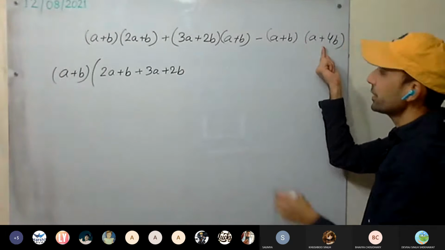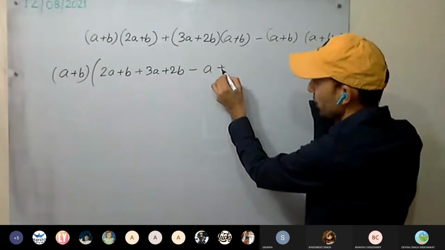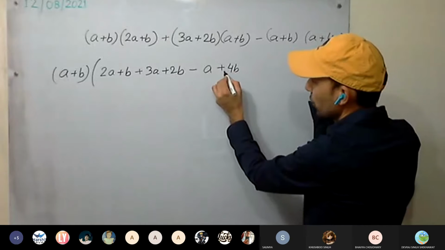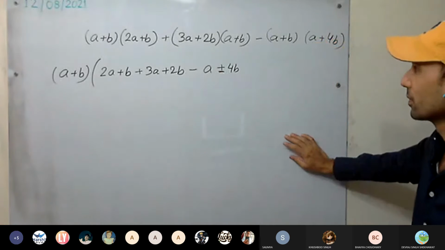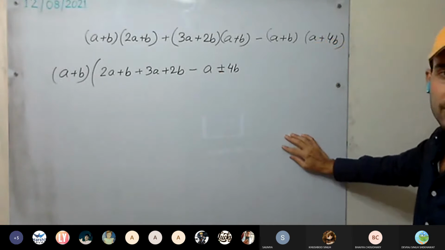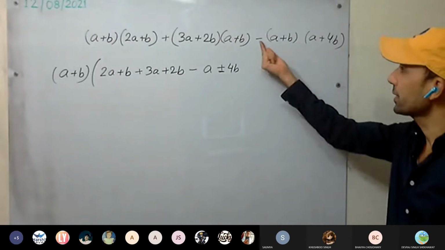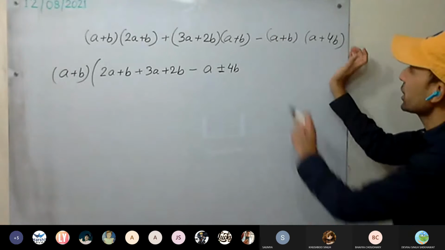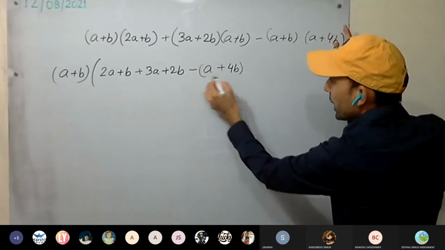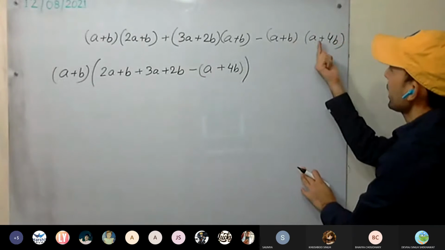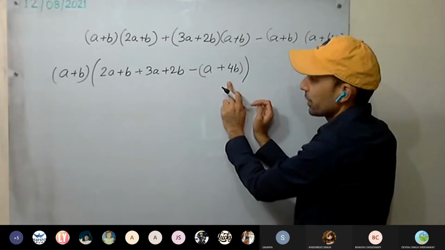Now here minus, a plus 4b. So will it be plus 4b or minus 4b? Which sign will come here? Plus or minus? See, this minus is for the whole bracket, a plus b, which was taken out. So minus will come, bracket and then bracket. This minus sign is for the whole, so when we open the bracket, minus a, minus 4b will come.